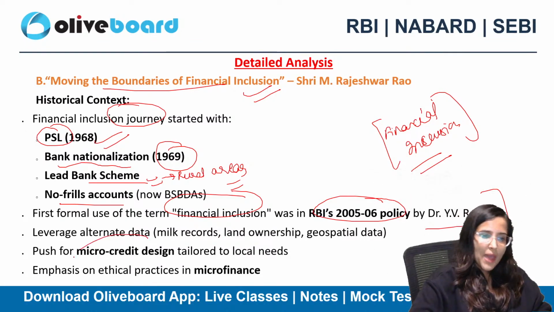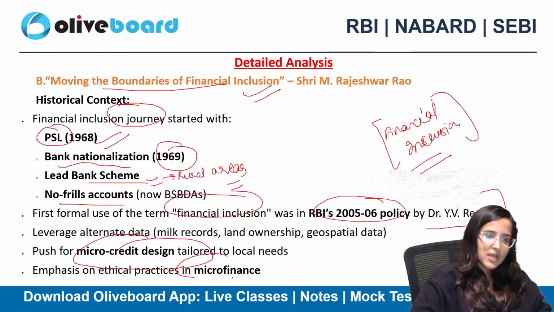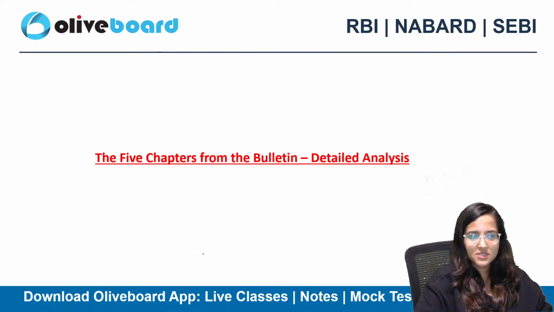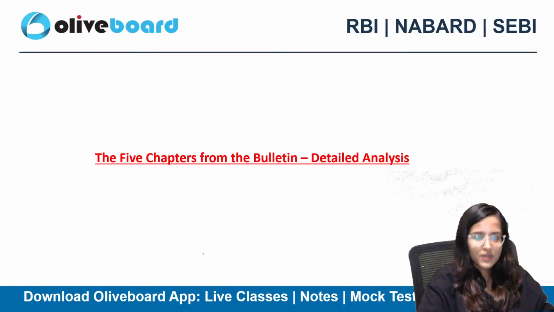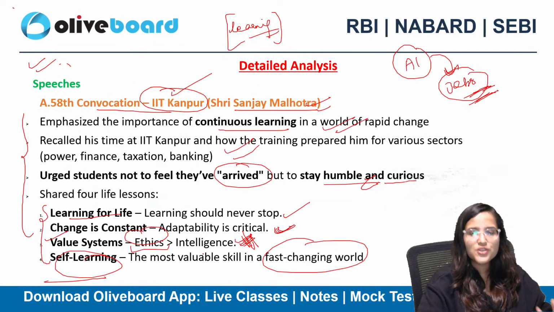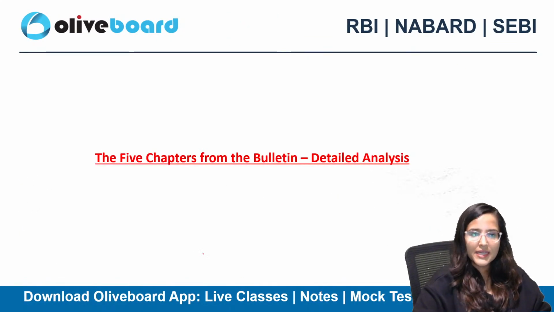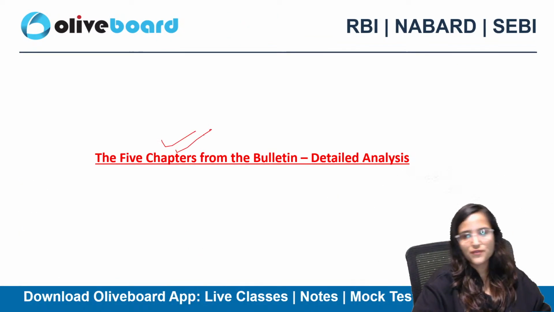Then a push for micro credit design. Emphasis on ethical practices in microfinance was another thing that helped us in financial inclusion. All these were the highlights. There were speeches which have been mentioned in the RBI bulletin. Now comes the detailed analysis of the 5 chapters from the bulletin.